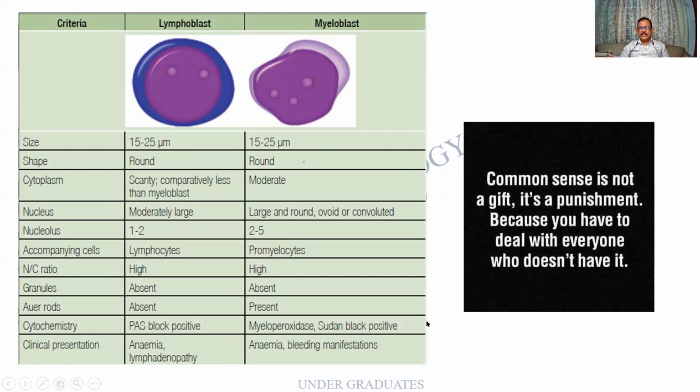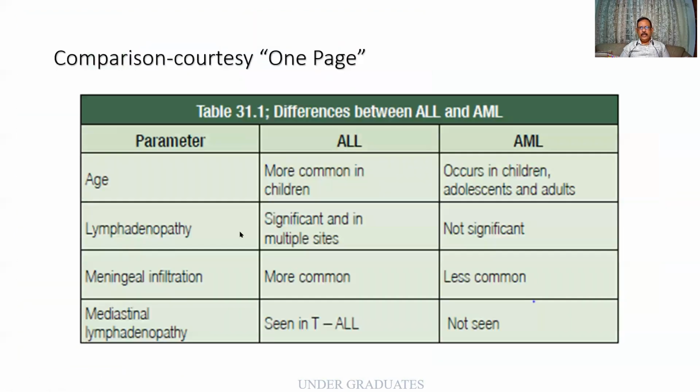And what are the special stains which can be done? All are given in this. Kindly read this one. It is worth carrying. So also this. What are all the clinical differences? What occurs in children, what occurs in adolescents and adults? And there can be a lymphadenopathy, and so on and so forth.